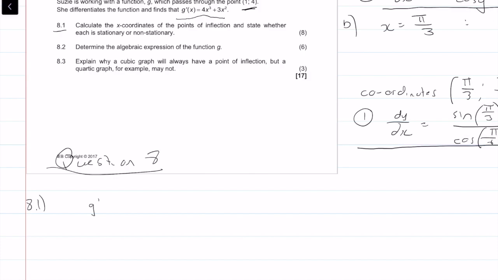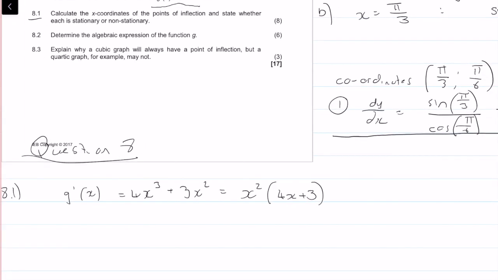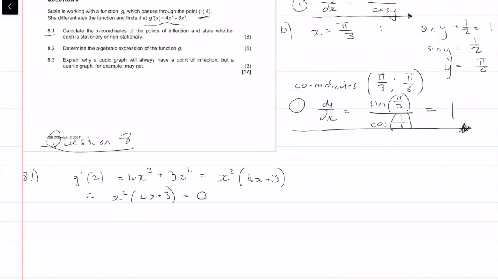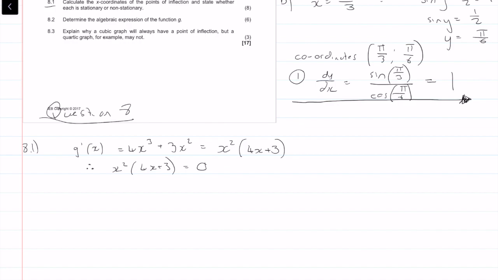Let's start off with the function g dash of x is equal to 4x cubed plus 3x squared. We can factorize this by taking out an x squared, and we're left with 4x plus 3. Then if we set this equal to 0, therefore x squared times (4x plus 3) is equal to 0. This tells us the important parts where there are potential sign changes and changes in the derivative, or changes in our gradient. Obviously x is equal to 0, so we can draw a nice number line at 0. At the point 0, something happens, and at the point minus 3 over 4, something happens.